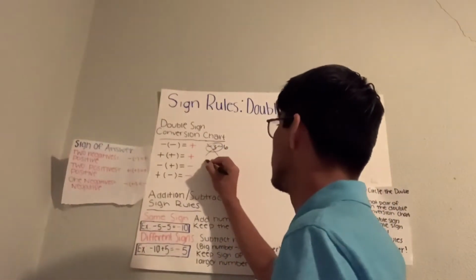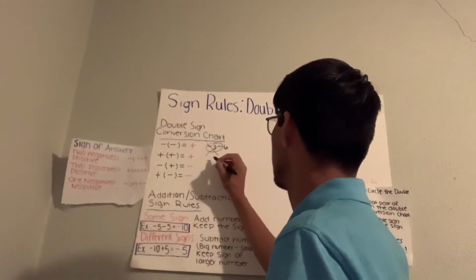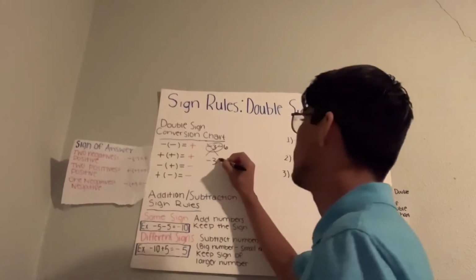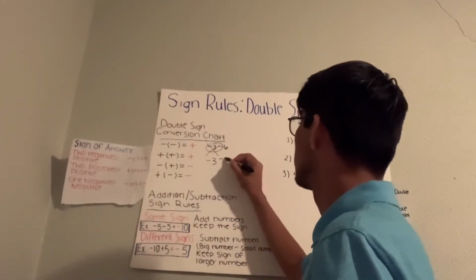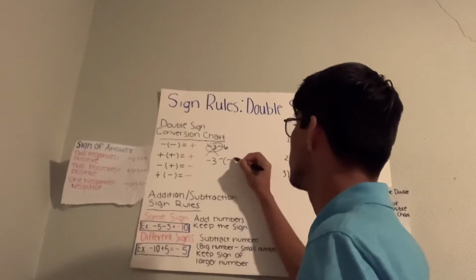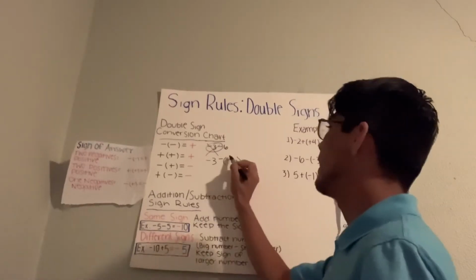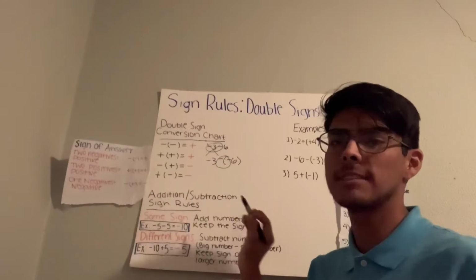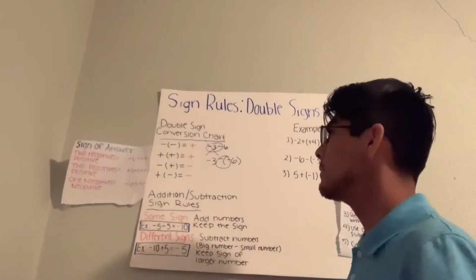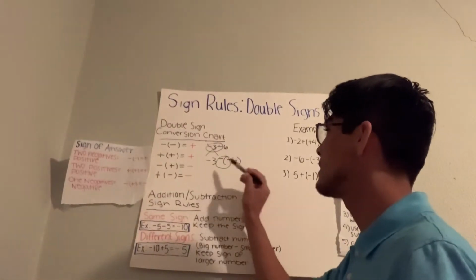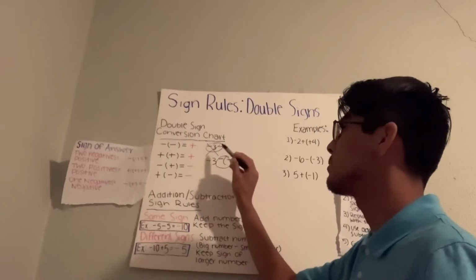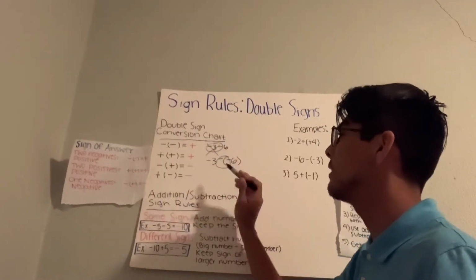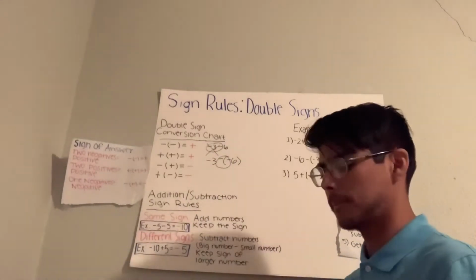When it's -3 minus -6, then it counts as a double sign. So you want to make sure you have this example and not this one. This is not a double sign and this is a double sign.